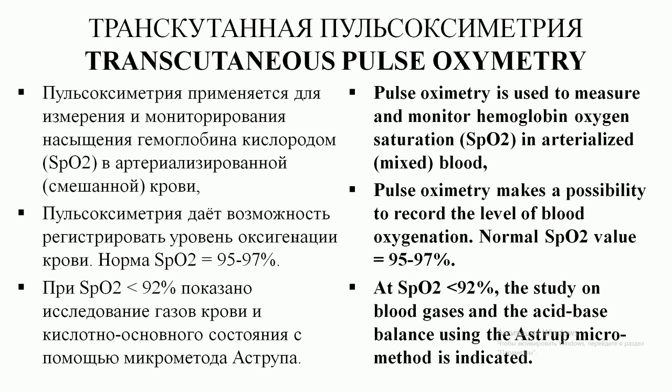Transcutaneous pulse oximetry. Pulse oximetry is used to measure and monitor hemoglobin oxygen saturation in arterialized mixed blood. Pulse oximetry makes it possible to record the level of blood oxygenation. Normal oxygen saturation of hemoglobin value is 95 to 97%. At oxygen saturation of hemoglobin less than 92%, the study of blood gases and the acid-base balance using the Astrup micro method is indicated.